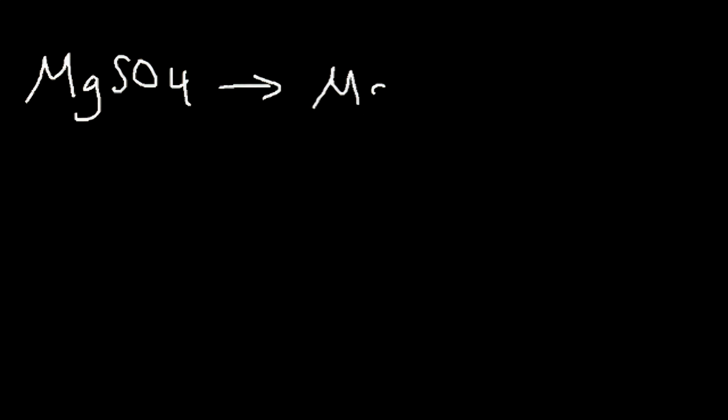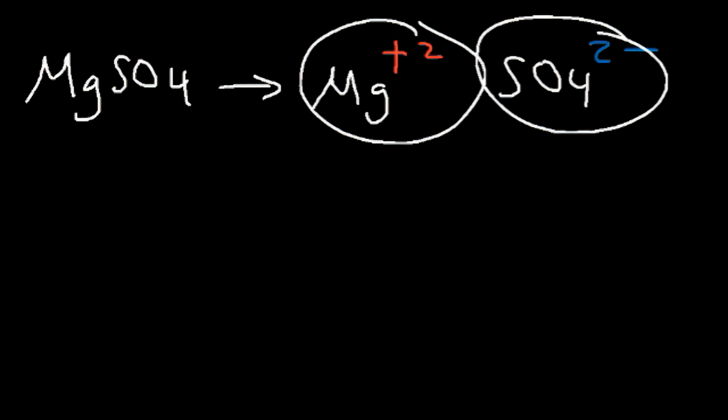Now you need to be careful with the exceptions. For example, let's say you have magnesium sulfate. What type of bonds are found in this compound? Magnesium has a +2 charge. Sulfate is a polyatomic ion with a -2 charge. So because we have ions, we thus have an ionic bond. The ionic bond is between the magnesium ion and the sulfate ion. As you can see, magnesium is a metal, and sulfur and oxygen are nonmetals.